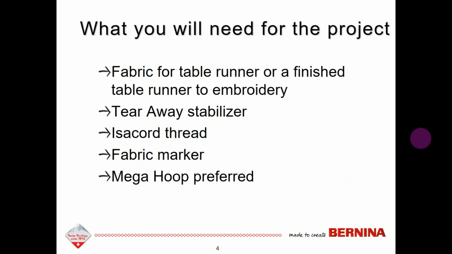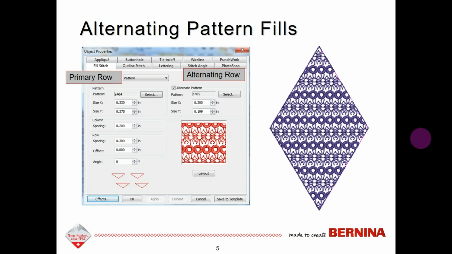As far as supplies you would need to complete the project, you either need fabric for a table runner or a finished table runner to embroider. Tearaway stabilizer was used with the table runner, isocord thread, a fabric marker, and I use the mega hoop. That is the preferred hoop for this. The width is right for the design, and then with it being a longer hoop, it wouldn't take you as many rehoopings.